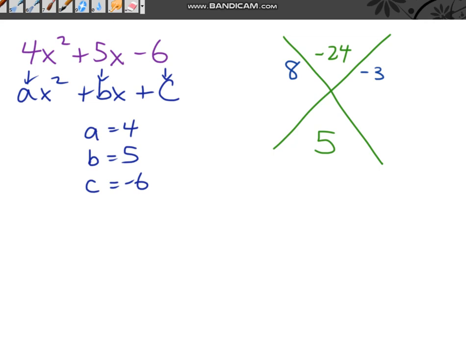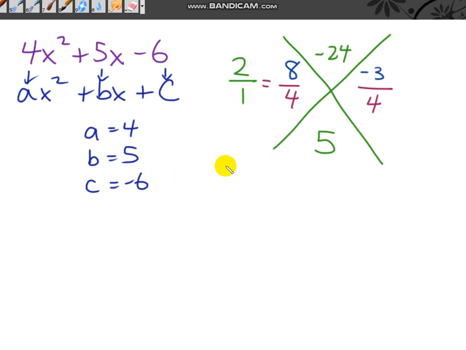Next, take your a term here and divide it through. So we have 8 divided by 4 and negative 3 divided by 4. This one is already in its simplified form. It cannot be reduced any further. 8 divided by 4 is 2. Make sure you put 2 over 1.